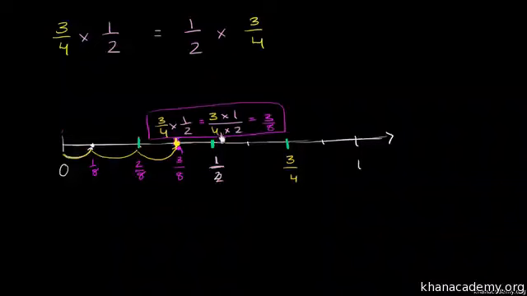So either way you imagine it, whether you're taking 3/4 of 1/2, or saying I'm going to go 3/4 of the way to 1/2, or you say I'm going to go 1/2 of the way to 3/4, either way, hopefully it now makes conceptual sense. You can visualize it, and it makes numeric sense that this is going to be equal to 3/8.